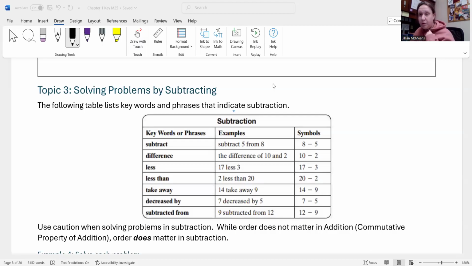For topic three, we're going to look at solving problems with subtraction. Sometimes you might see this called application. Sometimes you might see this called problem solving instead of solving problems. Either way, we're bracing ourselves for word problems, okay?